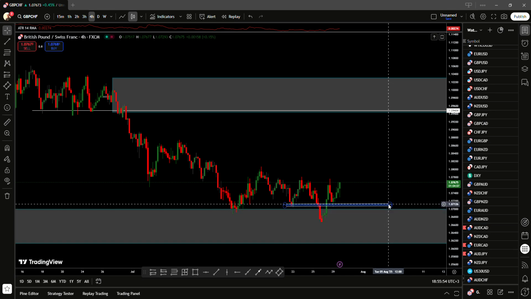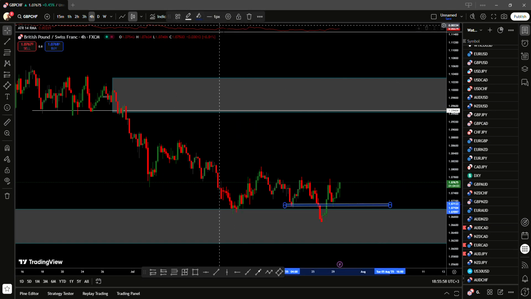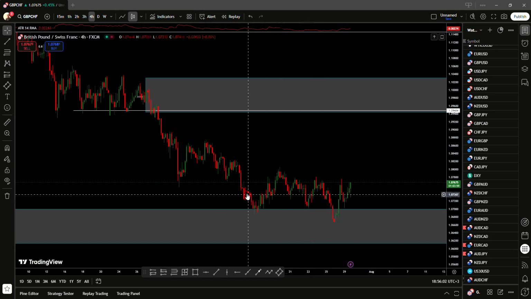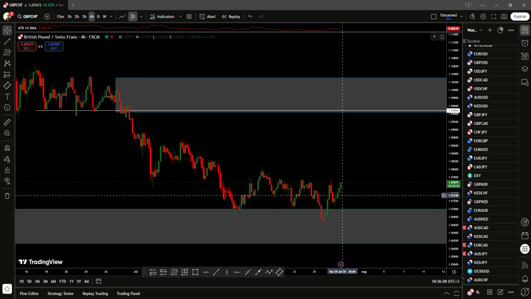It is one of those formations that will always work out in Forex, and now it is on NZD. This is GBP CHF. However, it is not the reason as to why we are here.